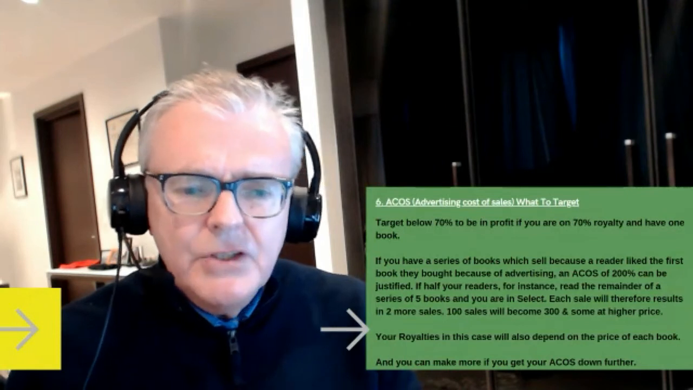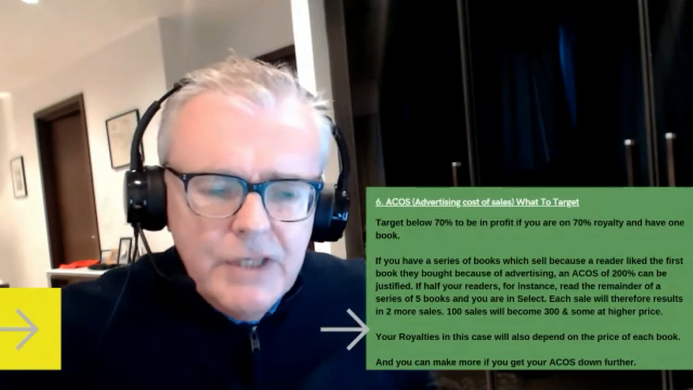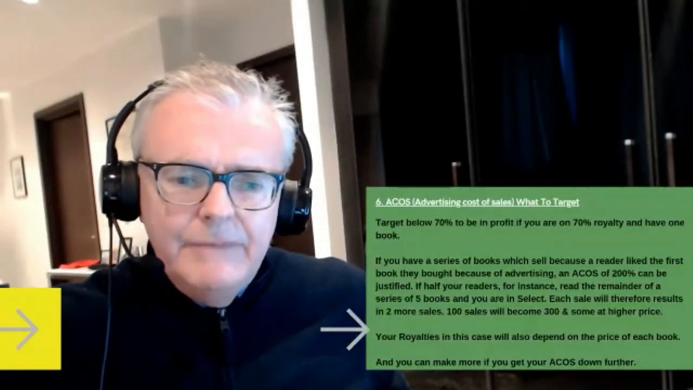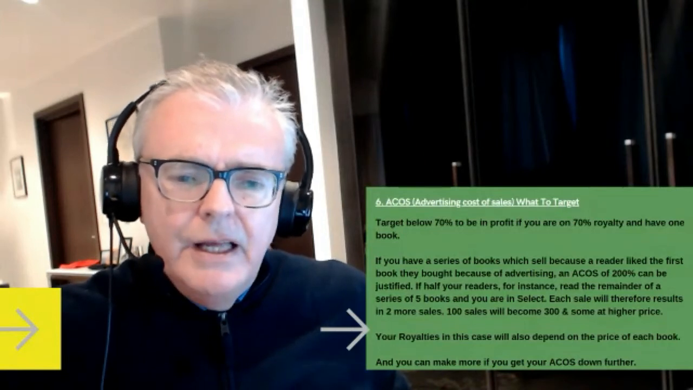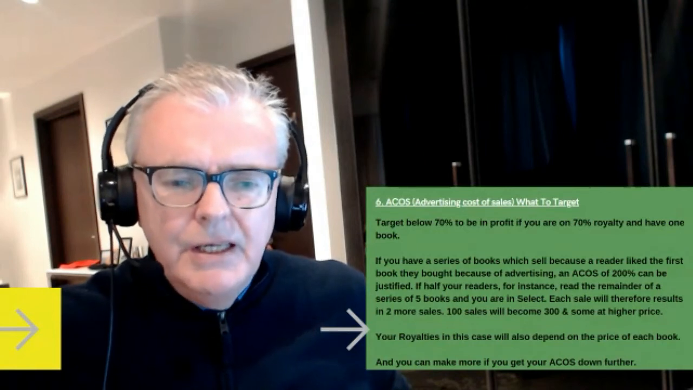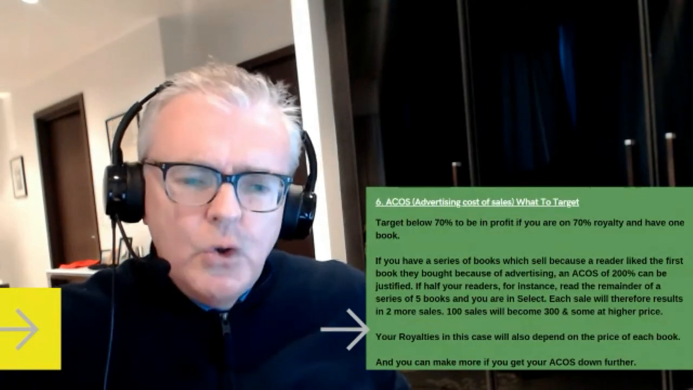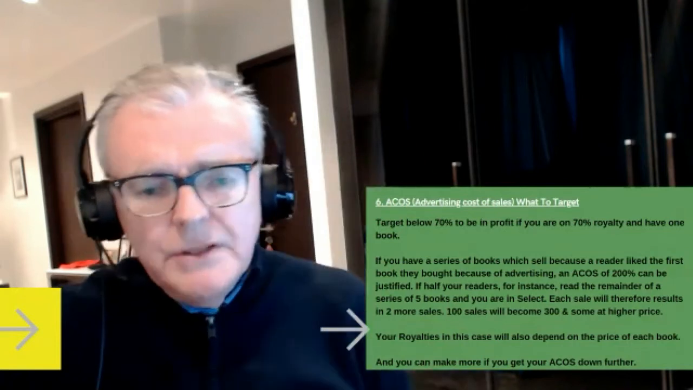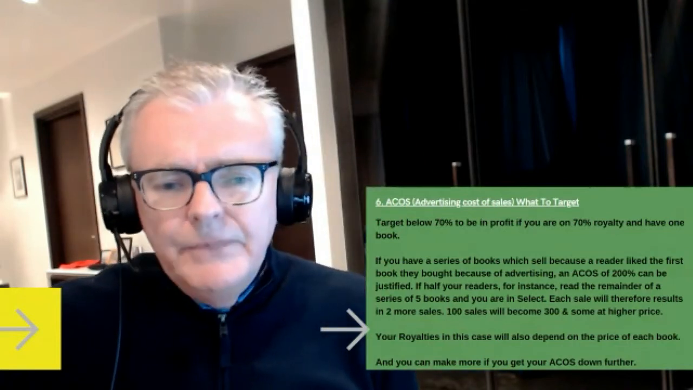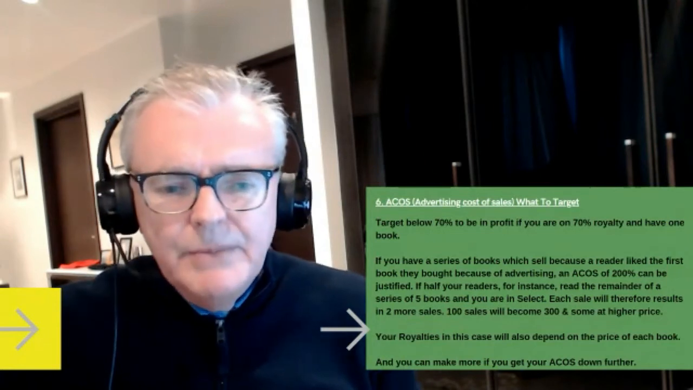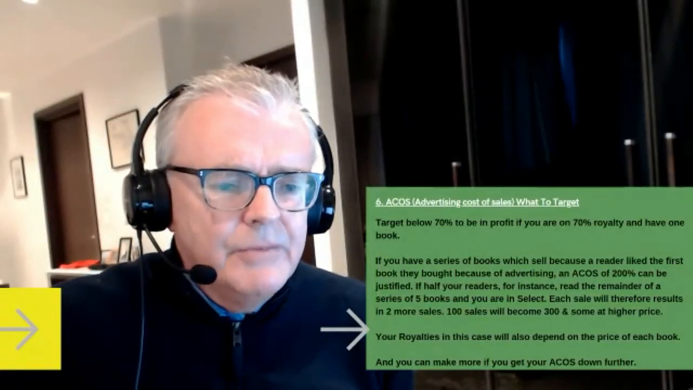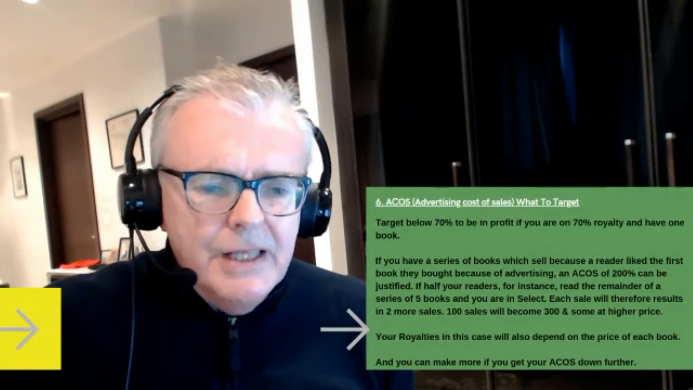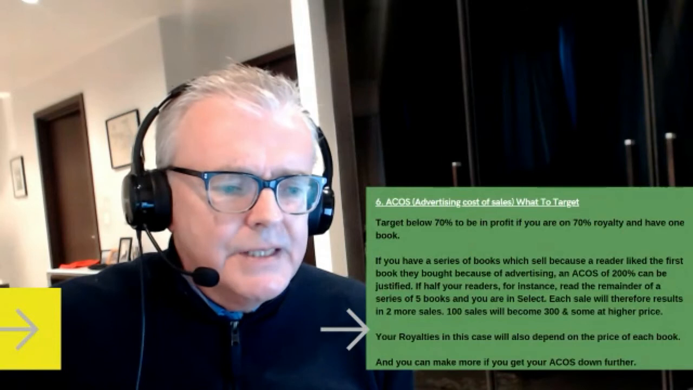That's how series writers are coming to dominate Amazon, because they have 3, 4, or 5 books, and they can therefore make a real loss, 200% ACOS, 300% ACOS on their Amazon ads dashboard. It looks like they're spending $300 and making $100 in sales, when in fact they know that over the course of the next 3 months, which isn't recorded, they're actually going to get $700-800 back, because they know the read-through. If half your readers, for instance, read the remainder of a series of 5 books, and you're in Select, you can be making good money and having a 200% ACOS.